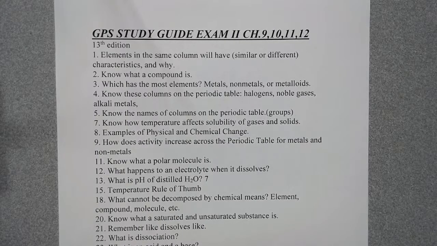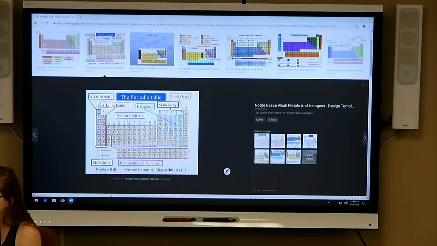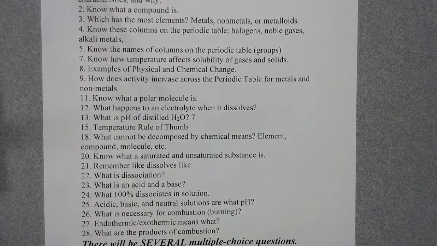Know where these columns are on the periodic table: halogens, noble gases, and alkali metals. If you look right here at this periodic table example, it shows alkali metals is this blue section right here. Alkaline earths, this red section. Transition metals, which is this purple section. Halogens is this green section right here next to your noble gases, which is the yellow right here. And I'm going to switch back over. Sorry if this is making you a bit dizzy. Okay, so you need to know the names of the columns on the periodic table. I just showed you the periodic table, and those are the names of the columns you'll be using.